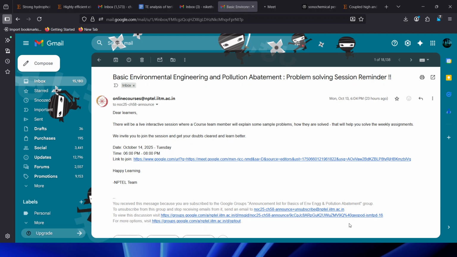Sorry, ma'am, can you please repeat the question? If someone owns a vehicle, in that case, what should they do to minimize the pollution from the vehicle?